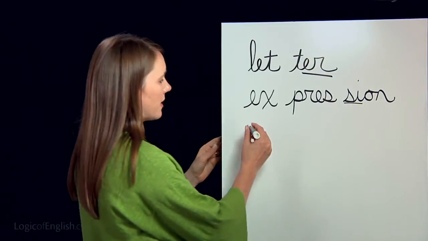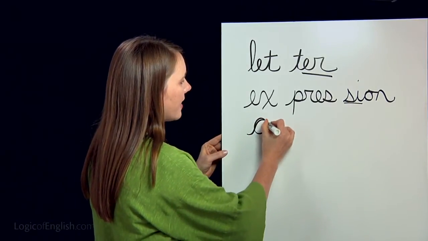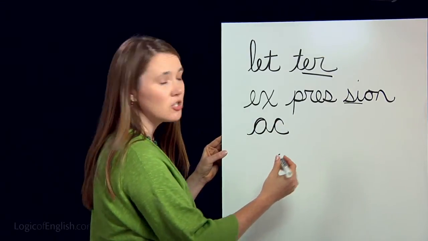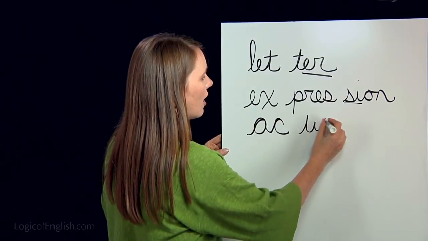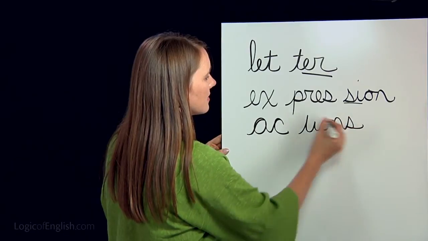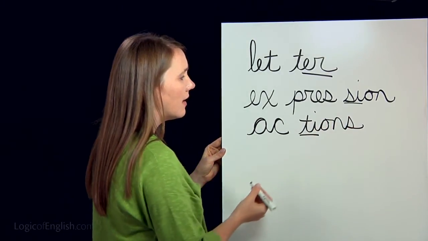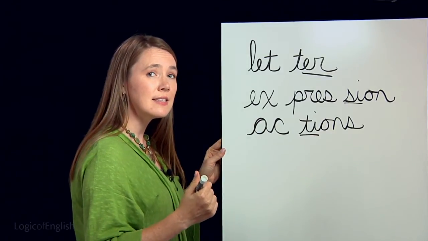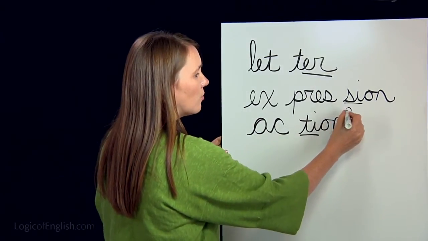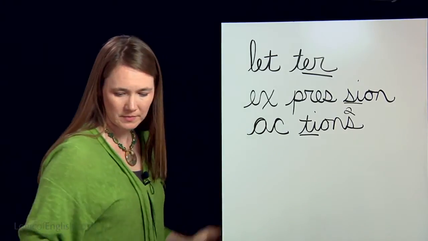And now help me to write it. The first syllable is ac. Second syllable is shuns, sh, n, z. And how will we mark it? We'll underline the sh. And what did the z say at the end? It said the voiced z sound.